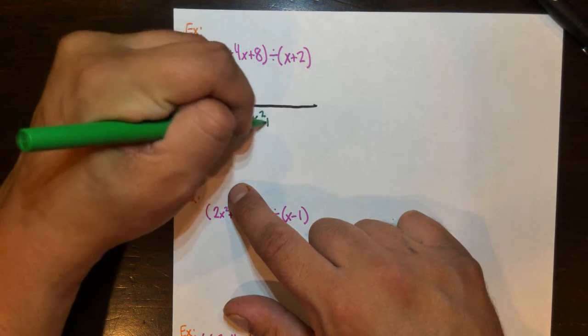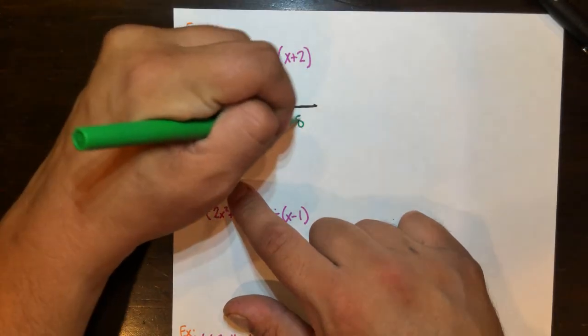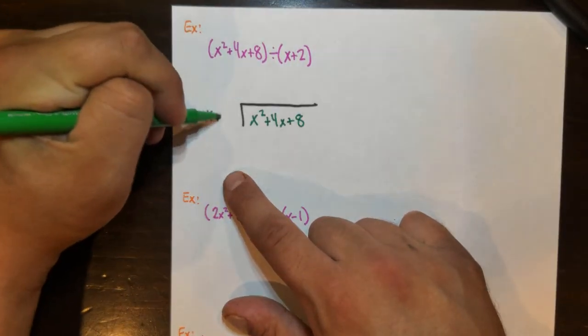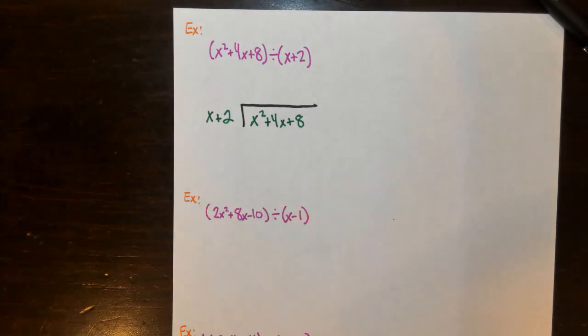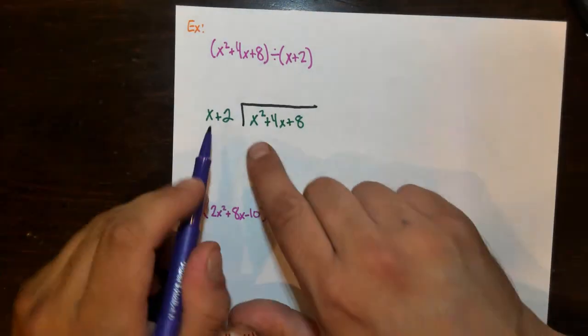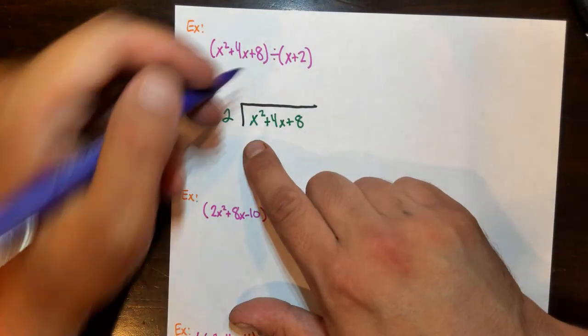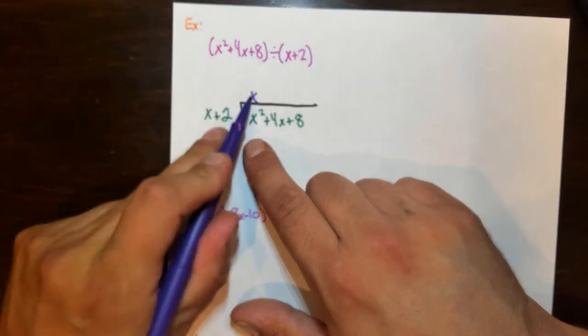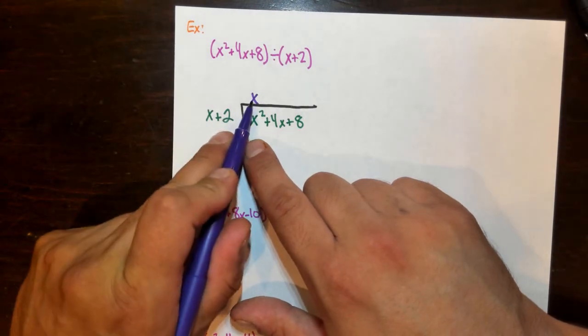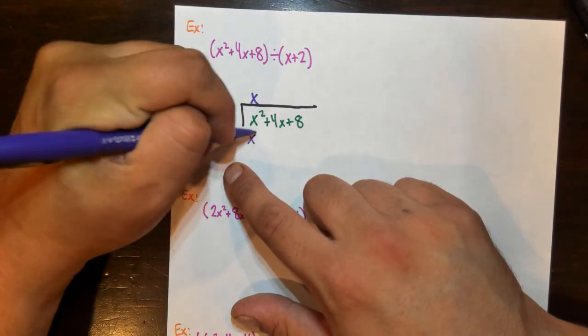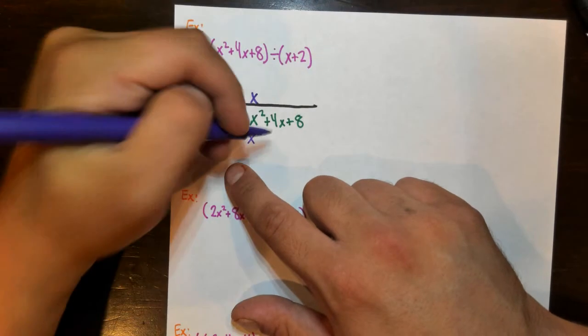So here we have x squared plus 4x plus 8 divided by x plus 2. Again, we want to look at the first terms and think, okay, x times what gives me x squared? And that's going to be x. And then now we multiply this times x. So x times x is x squared. x times 2 is 2x.